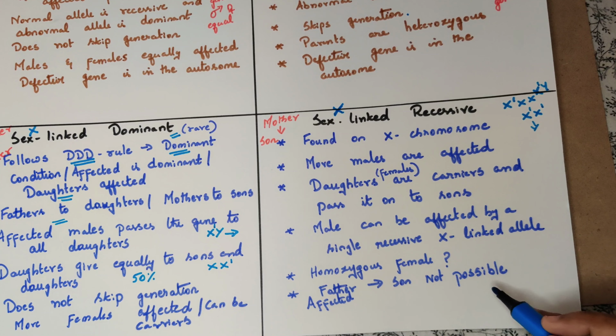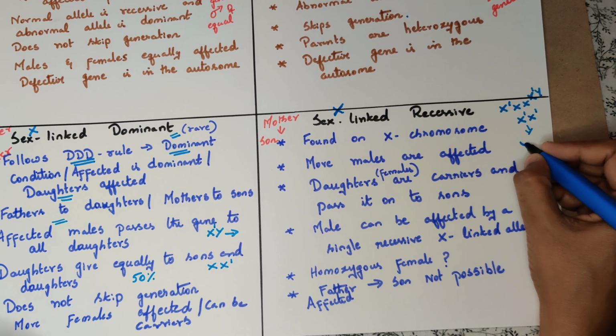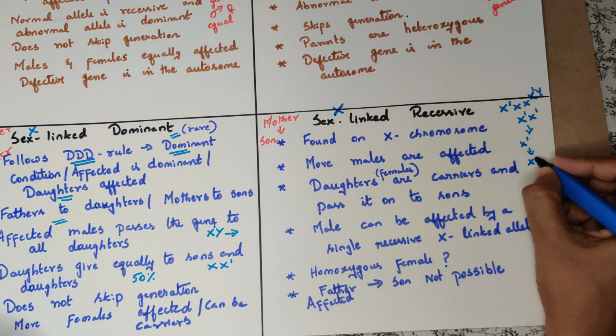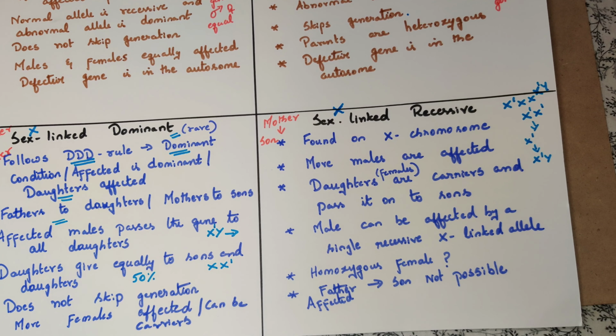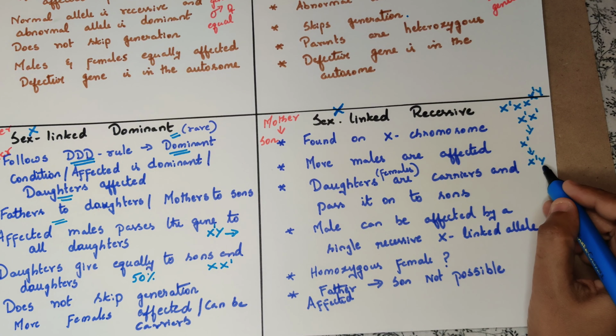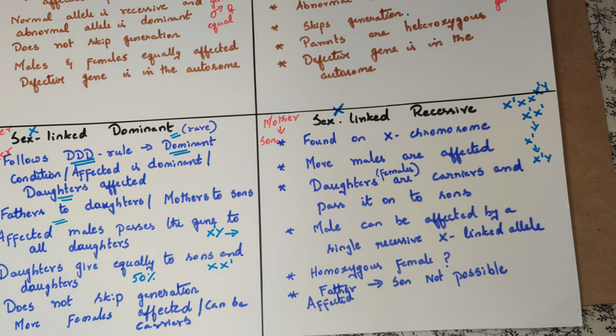She will be passing it on to her son, and that is also 50% chances, where if she is going to give this affected gene to her son, the other gene is Y. Since both these are X-linked dominant and recessive traits, we should be concentrating only on the X chromosome. So sons will definitely be affected and daughters will be carriers. It's as simple as that.